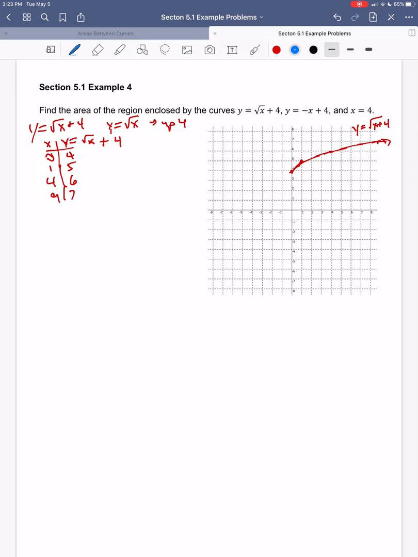The other graph here then, y equals negative x plus 4, that's pretty easy. That's just a line. It has a y-intercept of 4 and a slope of negative 1. So down 1 and over 1. It starts here at 4, goes down 1 and over 1. So that would be that line.